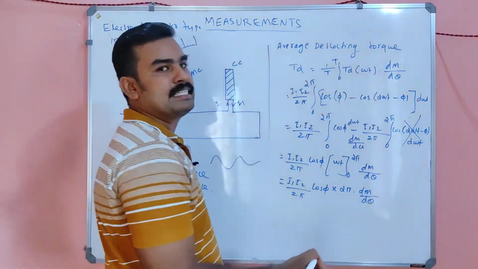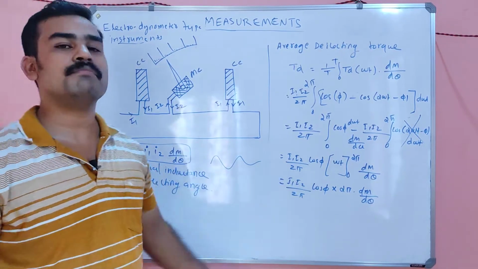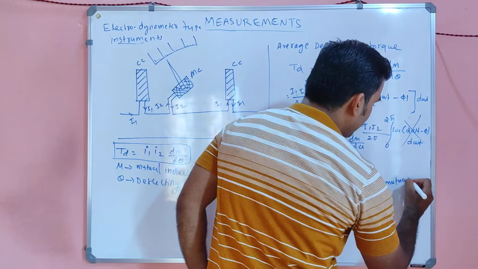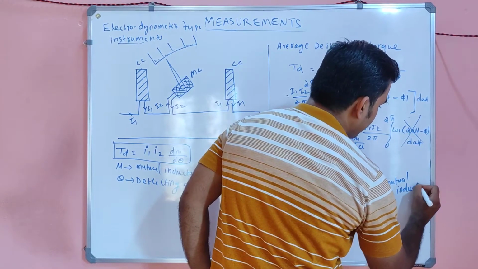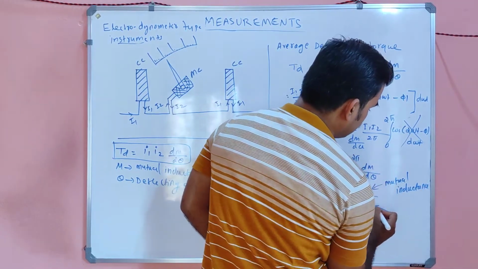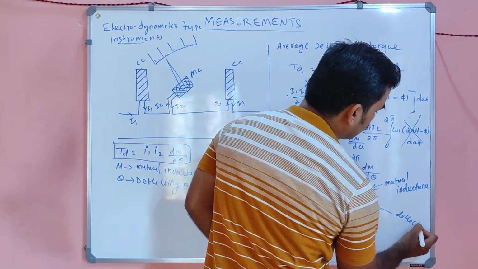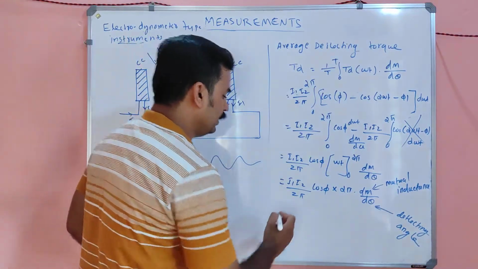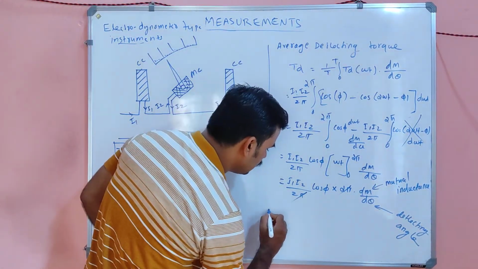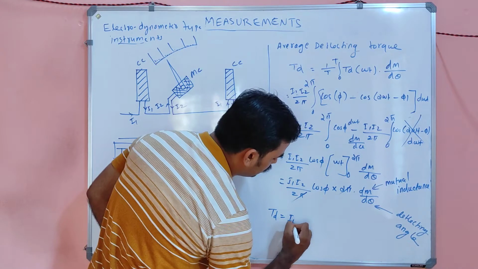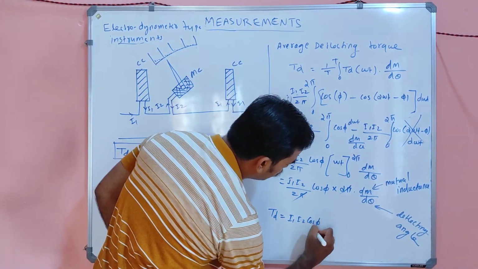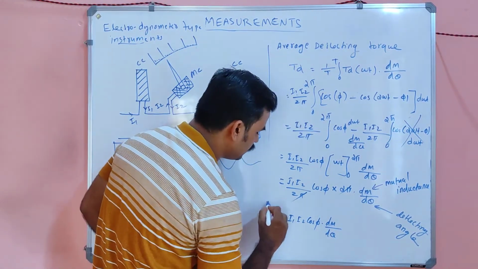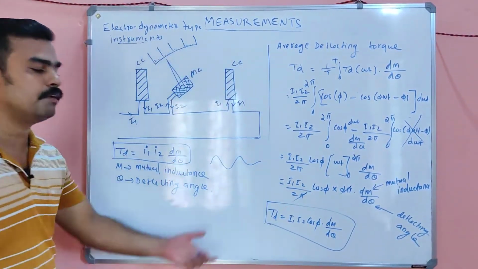This d theta is nothing but the deflection, the deflecting angle, and M is the mutual inductance. Phi is nothing but the phase angle, my dears. So this 2 pi and this 2 pi cancel. So the average deflecting torque will be equal to I1 into I2 into cos phi into dm by d theta. This is a very, very important relation. Only this equation you can learn by heart.